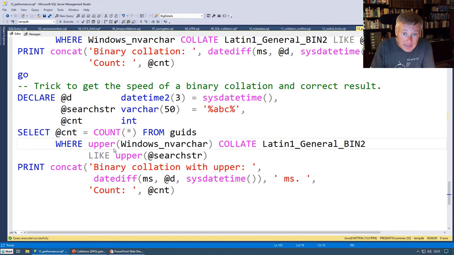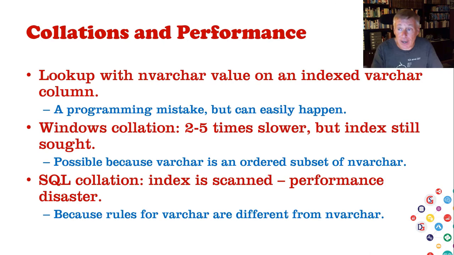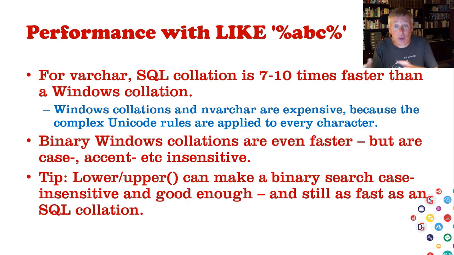Now, if the user says we also want accent insensitive, maybe not. Well, so this just summarizes what I talked about. If you make a lookup on an NVarchar value on the index column, yes, that's a programming mistake, but with an index collation, not too bad. With an SQL collation, you get the scan, really bad. Performance we like, and here SQL collations are a lot faster than Windows collations because they have simpler rules. But you can use this trick with binary collation and roll your own case insensitive, but rolling your own accent insensitive, I don't think I want to do that.